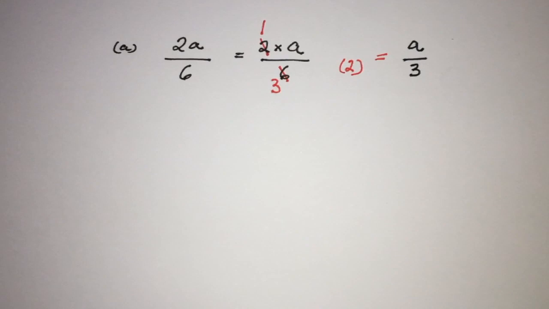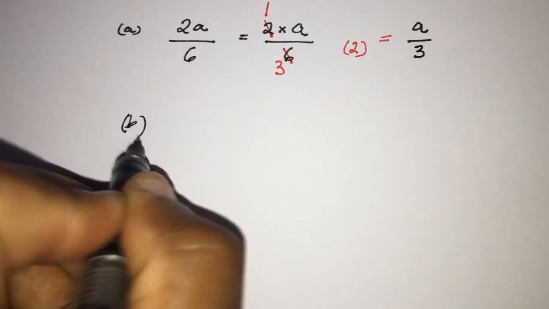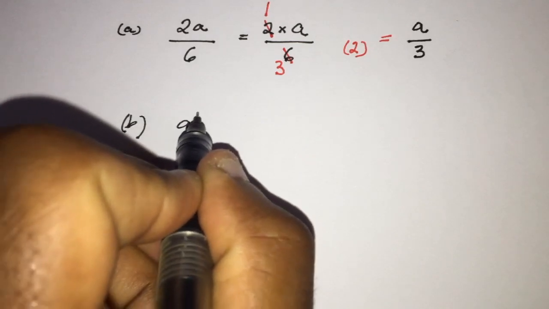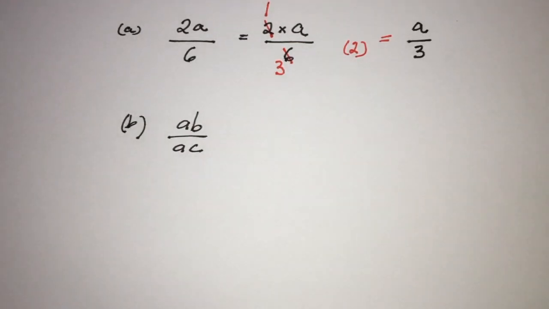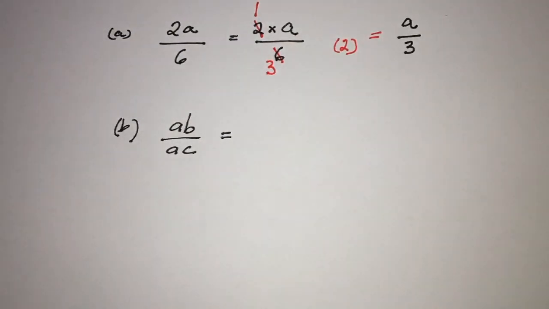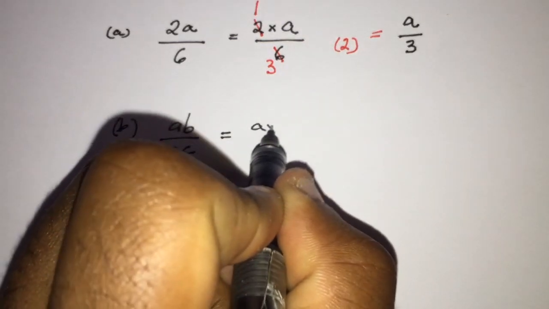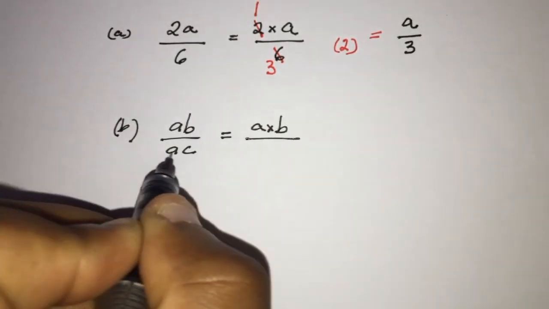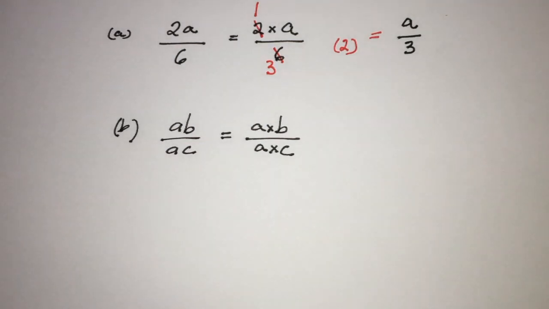Let's look at another example. We're going to look at AB divided by AC. What I would do is to spread it just like bread and butter, when you're spreading butter over the bread. So AB becomes A times B, and AC becomes A times C. So I just expanded it.